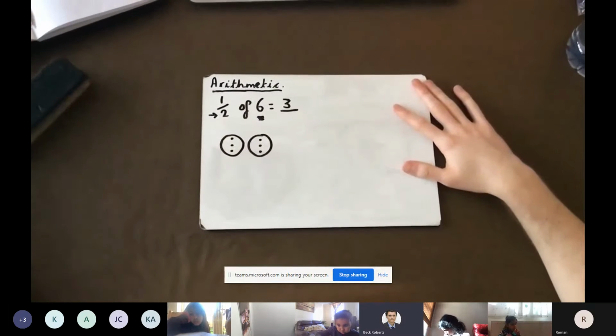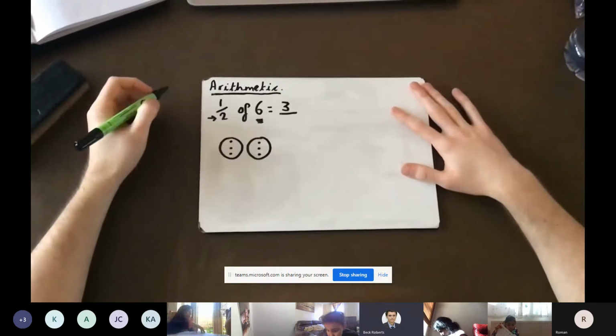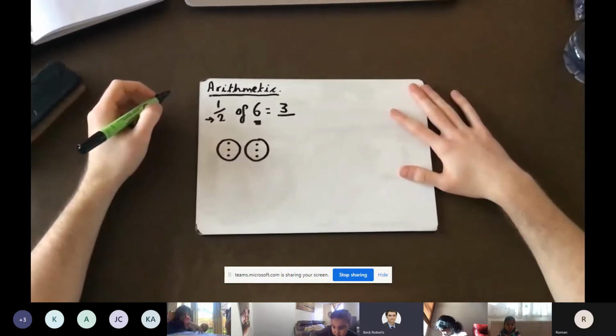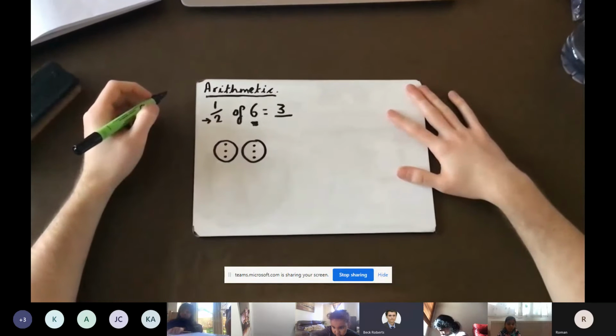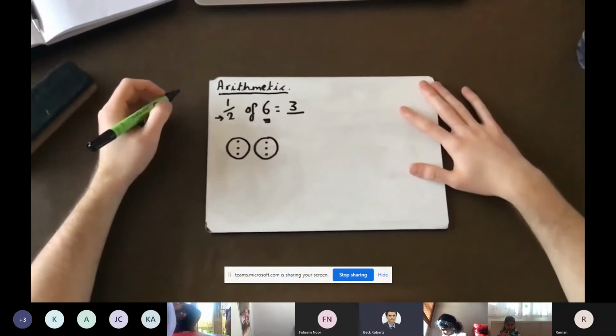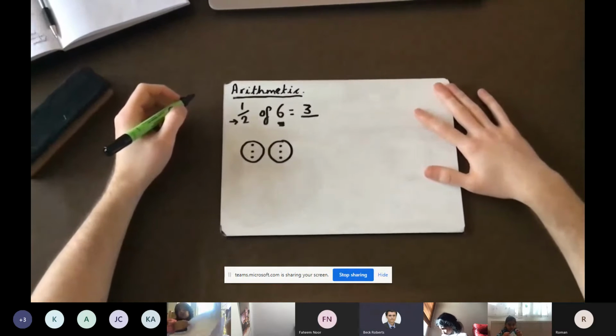So hopefully you can now use these strategies in your arithmetic. Remember, you only have 12 minutes to complete your test. After you have marked your test with your grown-up, please remember to send your scores to your class teacher. Thank you.